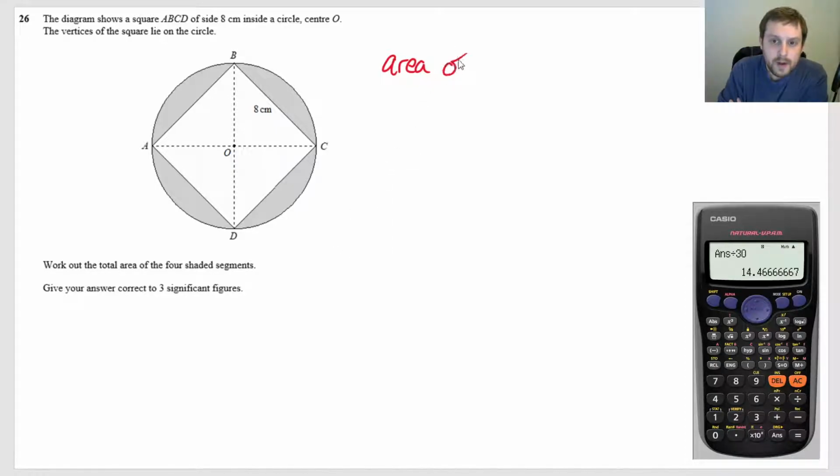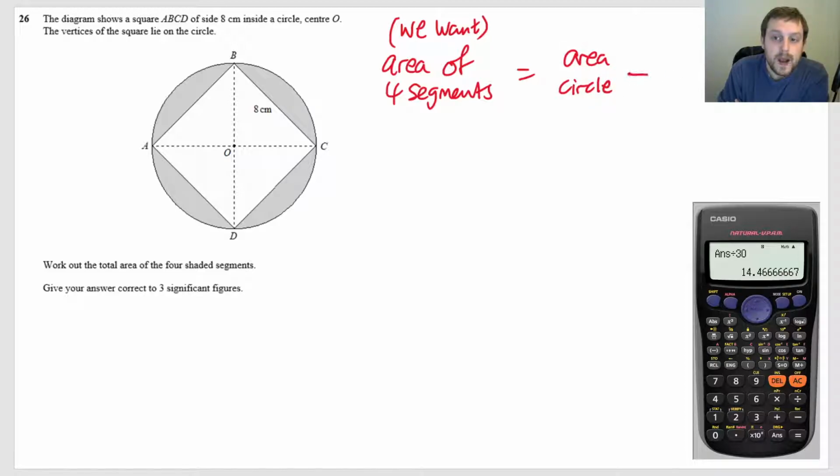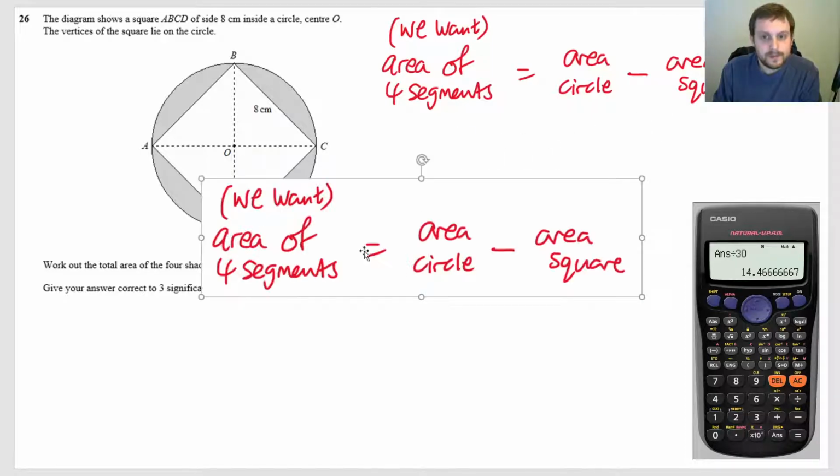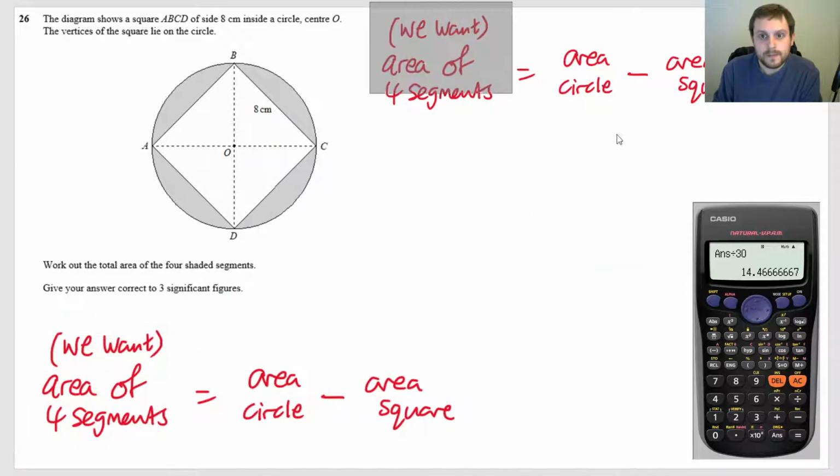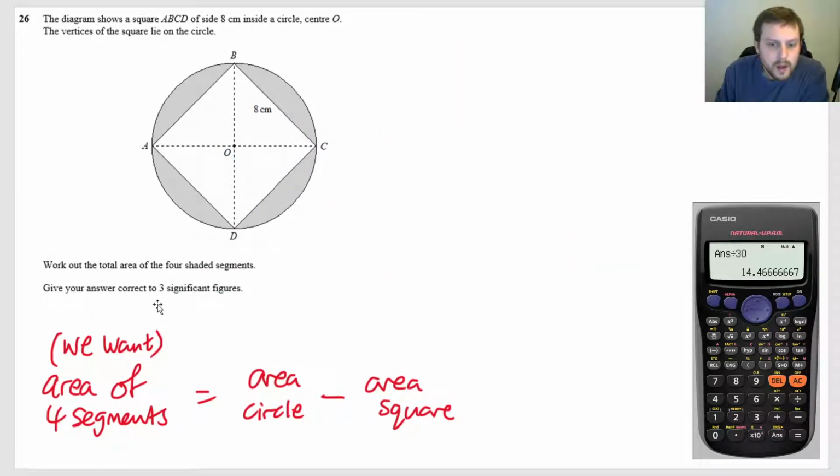So the area of the 4 segments, which is what we want, remember, this is actually what we want. That's going to be the area of the circle minus the area of the square. Oh, I'm writing where I am. Wait 1 second. Right, area of the circle minus the area of the square.